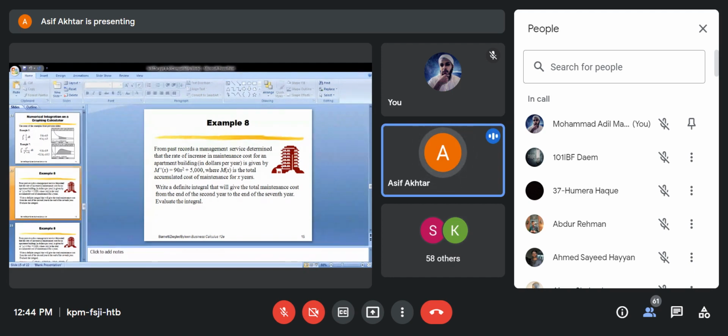Now the question is that we have to take the total cost. Now the point, read the question carefully, that it is not only that they are asking you the total maintenance cost function. वो आपसे total cost function नहीं पूछ रहे. They are asking you total cost of maintenance, and now it is mentioned from the end of the year 2, that is from the end of second year till the end of seventh year.